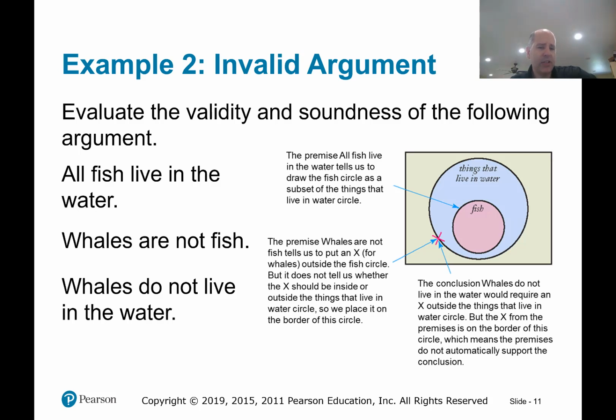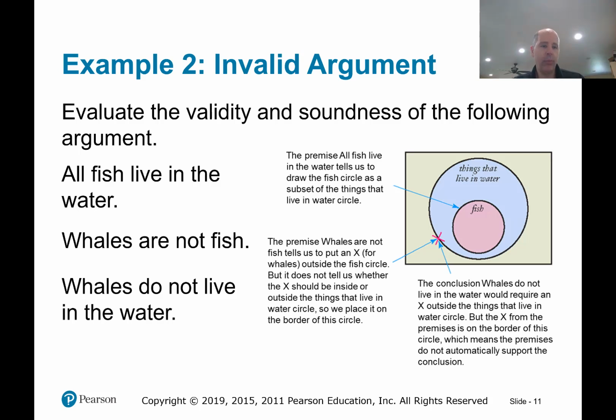Okay, now, how do we show that it's invalid? Well, one way is to ask ourselves, okay, does the conclusion necessarily follow if the premises are true? So in this case, the two premises are in fact true, but we all know whales do live in water. So the conclusion does not follow from the premises. So it's invalid. So we know it's invalid. Okay, but how do we show that with a Venn diagram?